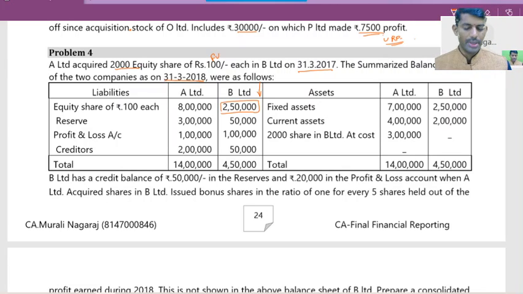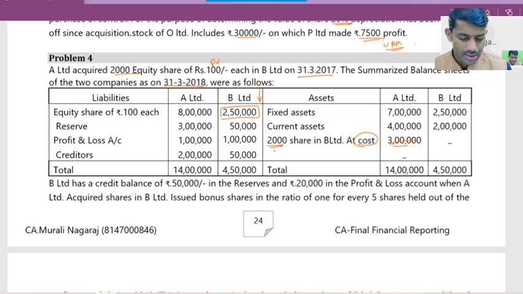So the subsidiary company we have to analyze. Profit and loss account 1 lakh and 1 lakh. Creditors 2 lakh and 50,000. Assets consist of fixed assets 7 lakh and 2 lakh 50,000, current assets 4 lakh and 2 lakh, and 2,000 shares in B Limited at cost 3 lakh. So I repeat, it is 2,000 shares.